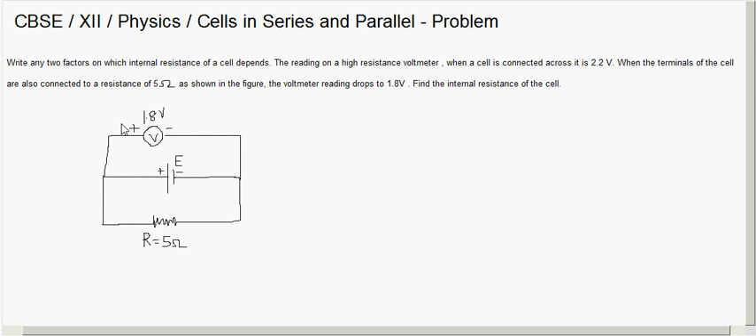Now first read the question. Write any two factors on which the internal resistance of a cell depends. The reading on a high resistance voltmeter when a cell is connected across it is 2.2 volt. When the terminals of the cell are also connected to a resistance of 5 ohm as shown in the figure, the voltmeter reading drops to 1.8 volt. Find the internal resistance of the cell. First we will write what are the factors which determine the internal resistance of the cell.